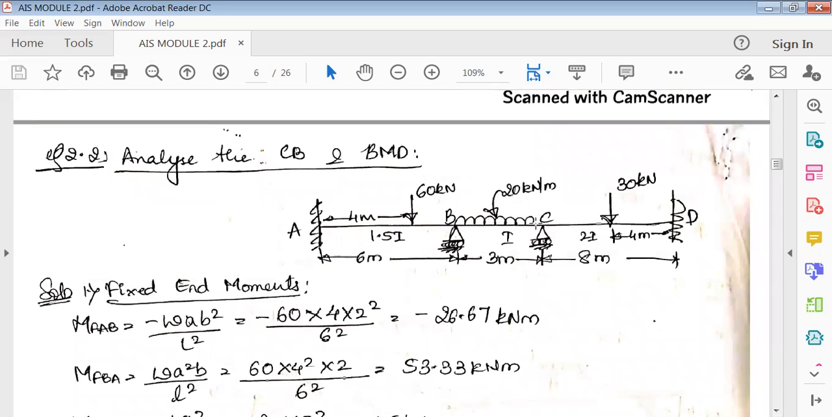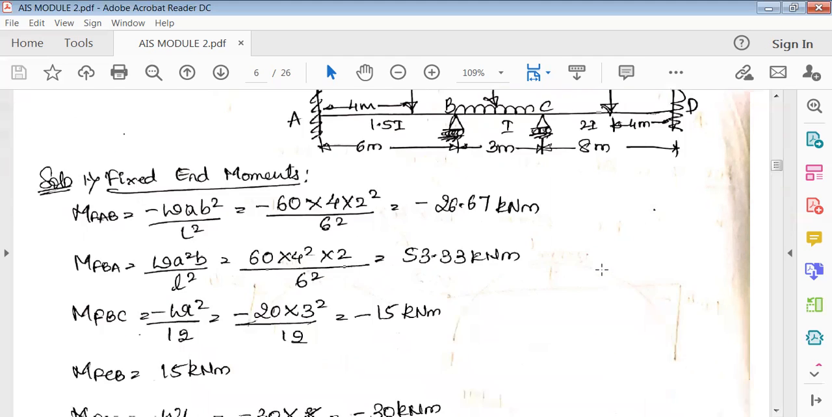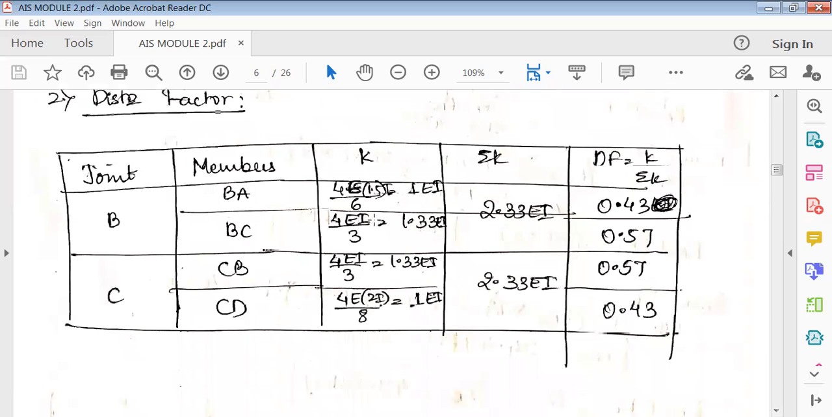Next, similarly BC. Now in BC, C joint is a simple support, but what we have to check here is the joint which is at the farther end. So the farther end joint here is a fixed support. So because it is a fixed support, you have to choose it as 4EI by L again.